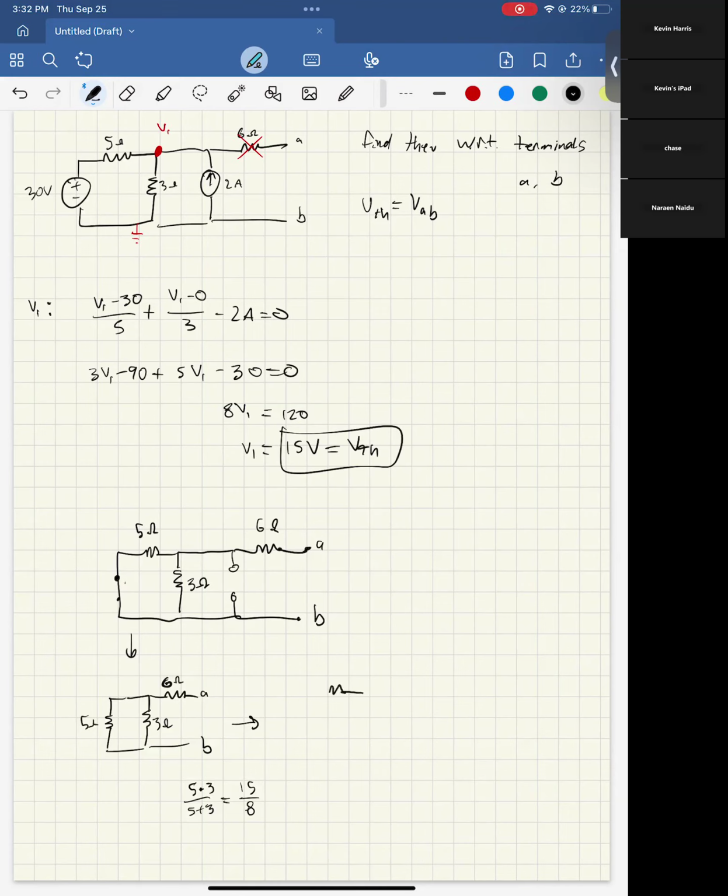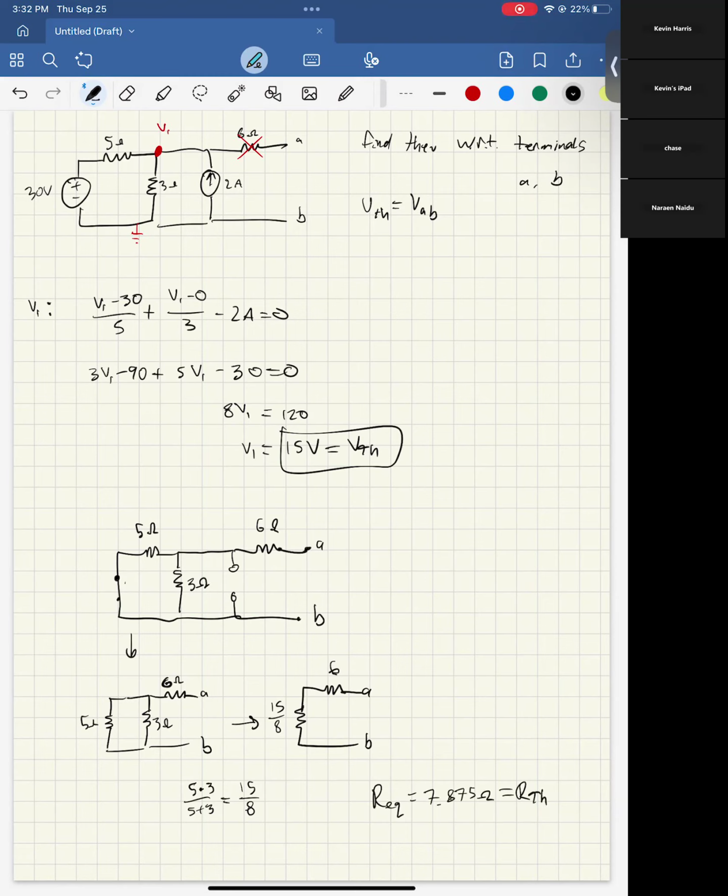So now we have A and B. We have 15 over 8, and we have 6. So our final equivalent resistance is going to be 15 over 8 plus 6, and we get 7.875 ohms. And that is our RTH.